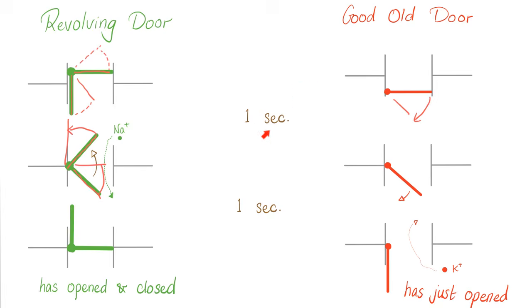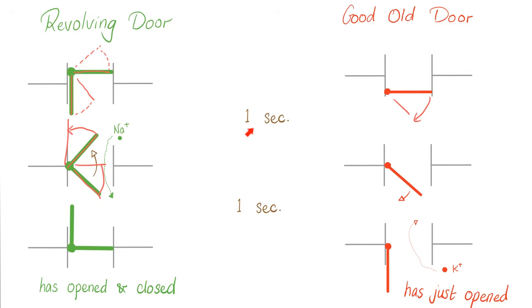Potassium is leaving. Notice that after 2 seconds, the sodium channel has opened and closed, but the potassium channel has only opened. If you want it to close, give it another 2 seconds. And that's why the sodium channel with two gates is way faster than the potassium channel with just one gate. It's the difference between the modern revolving door and the good old door. The modern revolving door can let in and out more people than the traditional door.